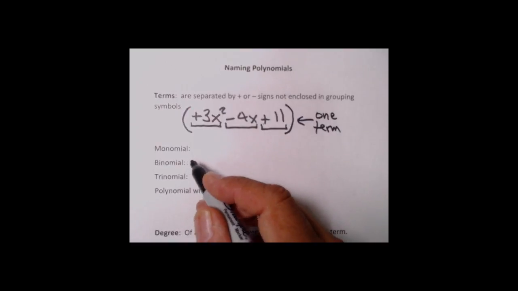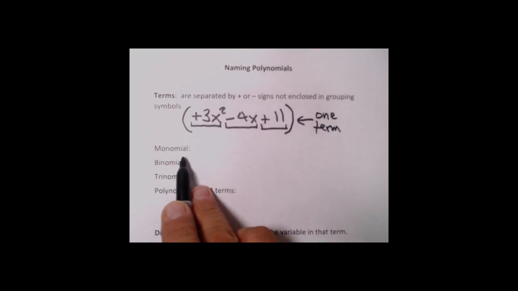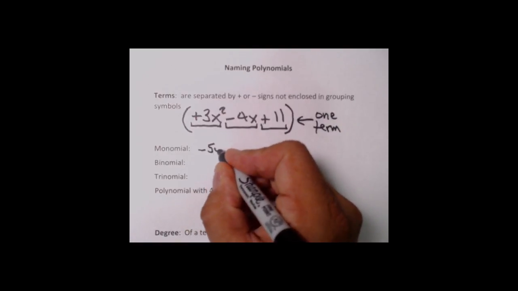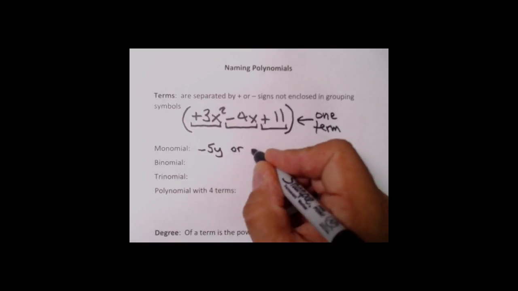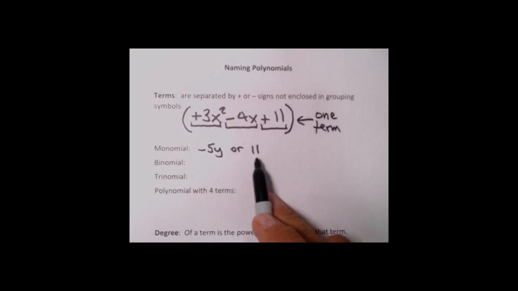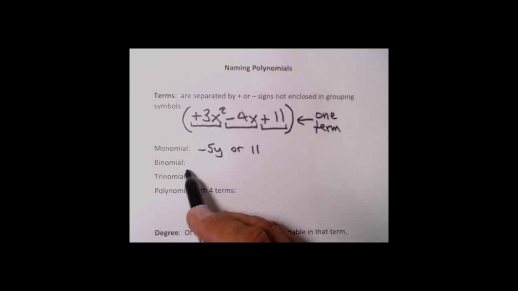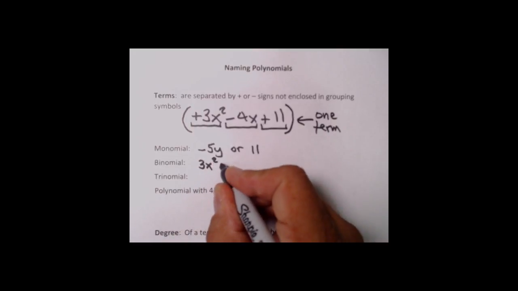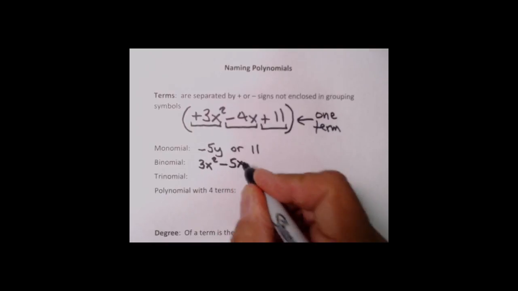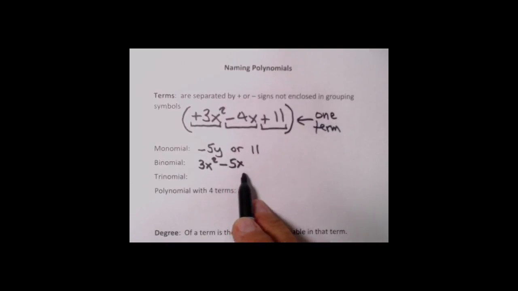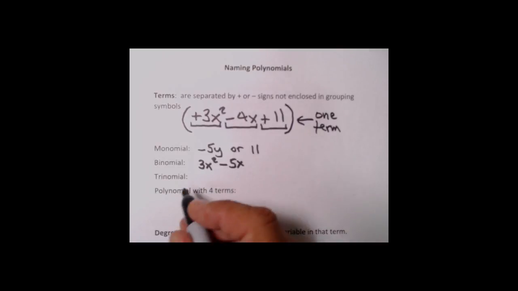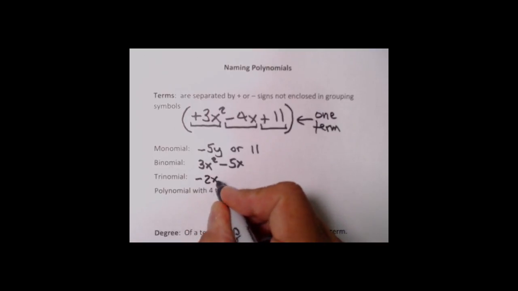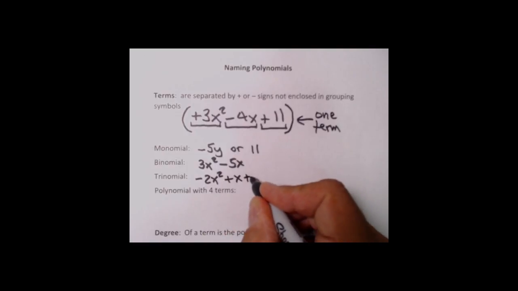Now, we name polynomials based on how many terms they have. Monomial indicates one term. So it could be negative 5y or just something like 11. Both of these are single terms. A binomial has 2 terms. Bi means 2, so this could be 3x squared minus 5x. 2 terms, that would be a binomial. A trinomial has 3 terms. Tri, of course, meaning 3, so we might have negative 2x squared plus x plus 12.